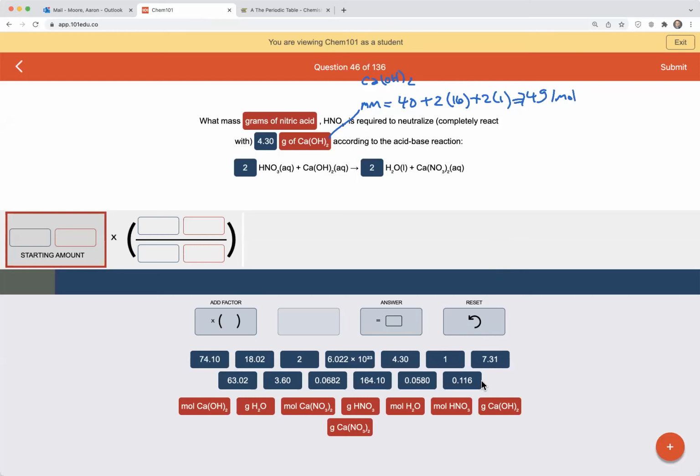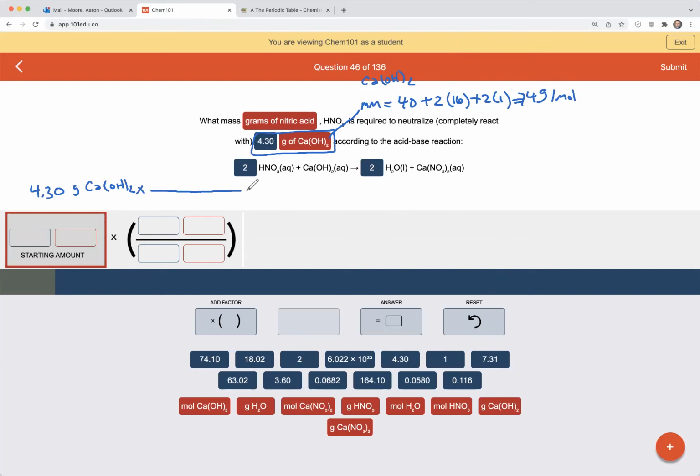Just to make sure, we can look down here, and in the actual scaffolding we're going to use 74.1, so I might as well just use that whenever I do the calculation. That 74.1 is the molar mass for calcium hydroxide. Remember, with these type of questions, you begin with a number that you're given that's not a conversion factor. That would be the mass of calcium hydroxide, so that's where I'm going to start. I've got 4.30 grams of calcium hydroxide.